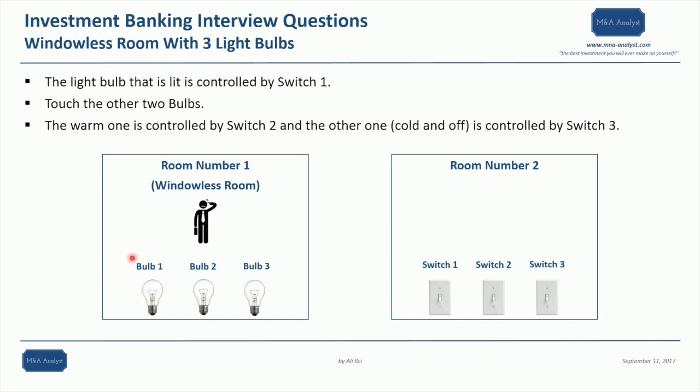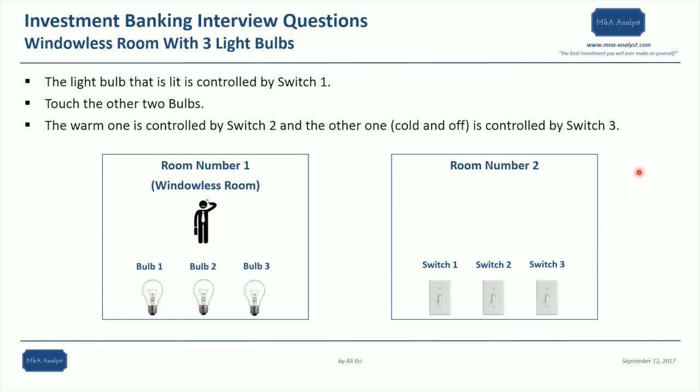So we only have 2 light bulbs now, bulb number 1 and bulb number 2. We now are going to touch both of these light bulbs, or one of them, doesn't really matter. So the warm one is controlled by switch number 2 because we left it on for a while. It should be warm. And the other one, the cold and off one, is controlled by switch number 3, which we didn't touch at all. Let's say bulb number 2 is still warm, which means that bulb number 2 is controlled by switch number 2 and bulb number 1 is controlled by switch number 3.